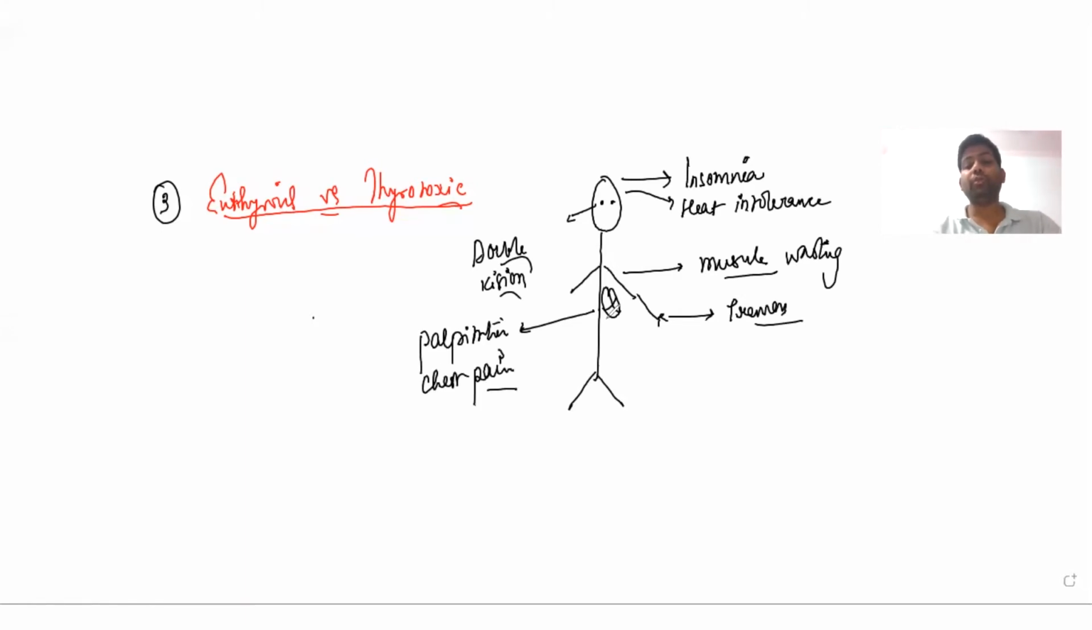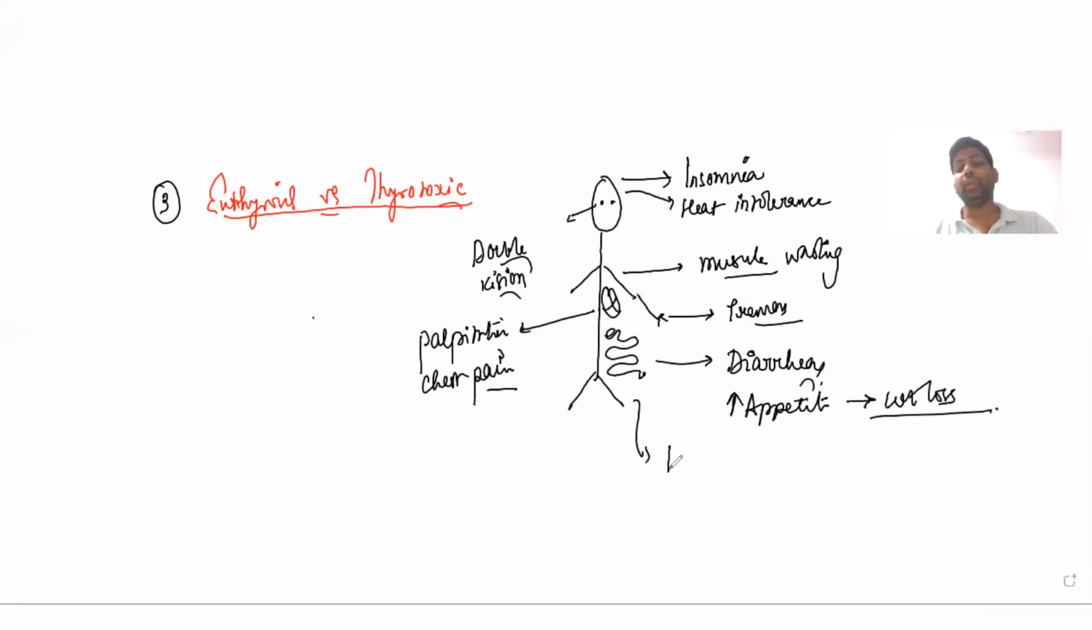If we move further down in the GIT, patient will have history of diarrhea. And this is one situation, thyrotoxicosis, where the appetite is increased, but still in spite of the increased appetite, there will be weight loss. In women, there will be amenorrhea. Menstrual irregularities are common in thyroid disease. Amenorrhea is seen in thyrotoxicosis. Menorrhagia is seen in hypothyroidism. So these are the features to differentiate between a euthyroid versus thyrotoxicosis.